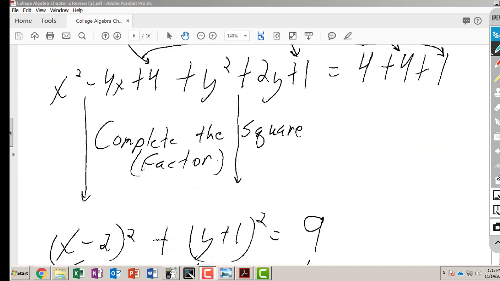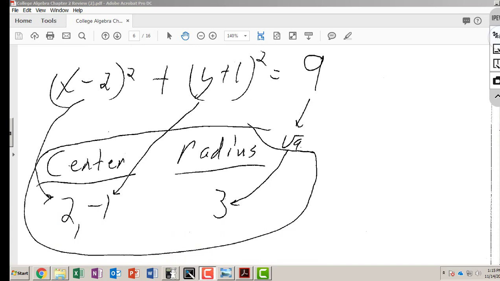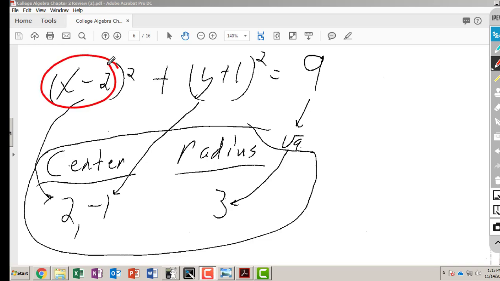Okay, now that I've done that, you're going to notice that this is in circle form. So since this is in circle form, I can just go ahead and identify what my center is. So here's x minus 2. That answer would be 2. Here's y plus 1. That answer is going to be -1. And my radius is going to be the square root of 9, which is equal to 3.